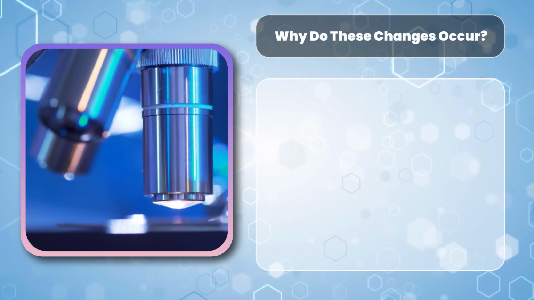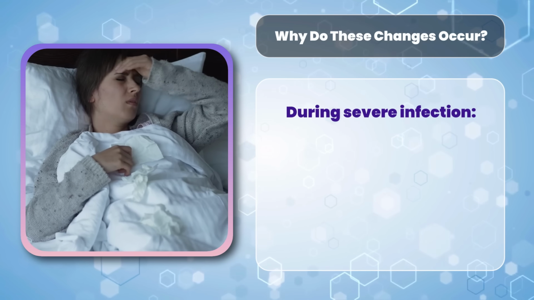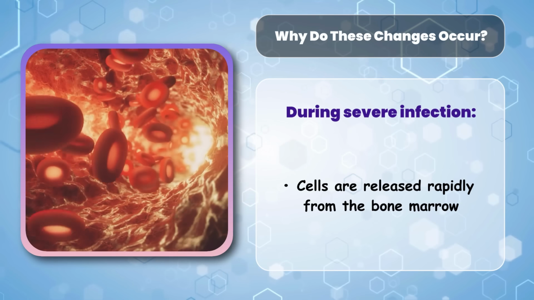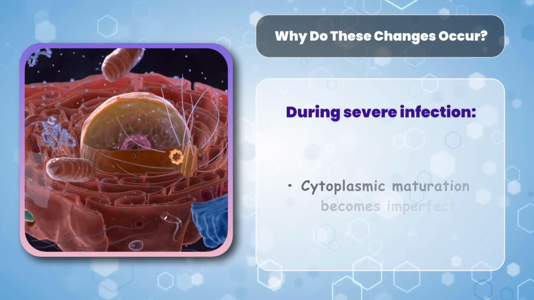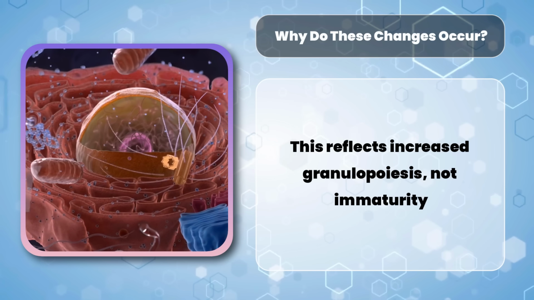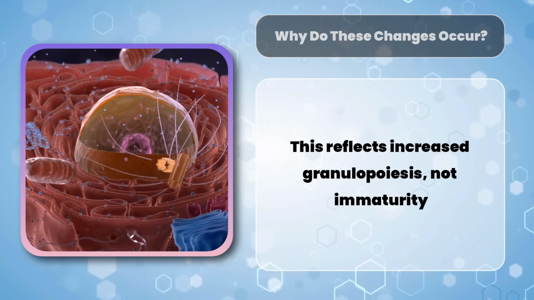Why do these changes occur? During severe infection, neutrophil production is accelerated. Cells are released rapidly from the bone marrow. Cytoplasmic maturation becomes imperfect. This reflects increased granulopoiesis, not immaturity.